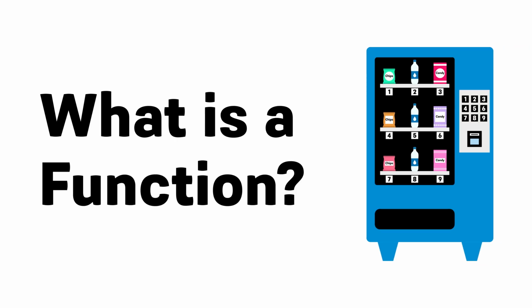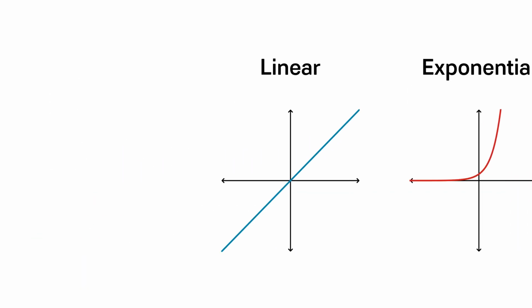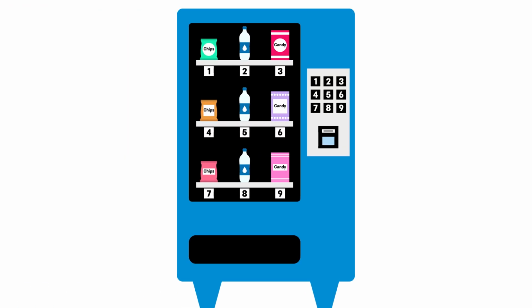Functions are a big concept in Algebra 1, and a good chunk of the course focuses on three major function families. However, before we look at math, let's think about something you may have seen in your everyday life: a vending machine. When you press a button, a specific item comes out. For example, if we press button 1, the bag of chips in spot 1 comes out.